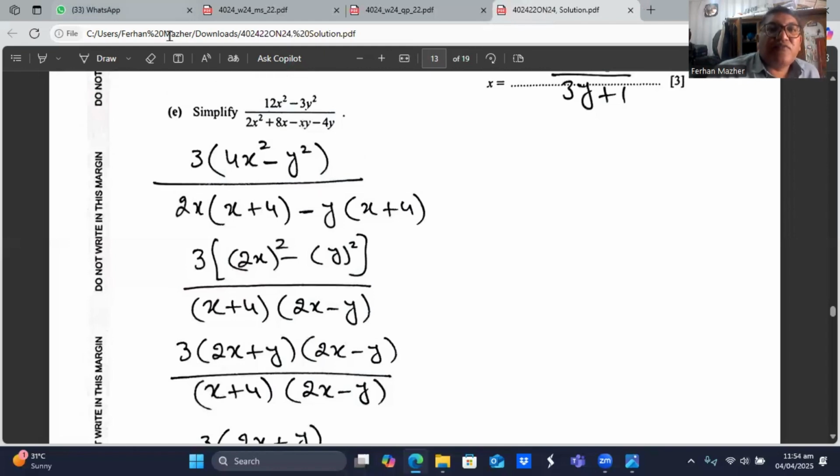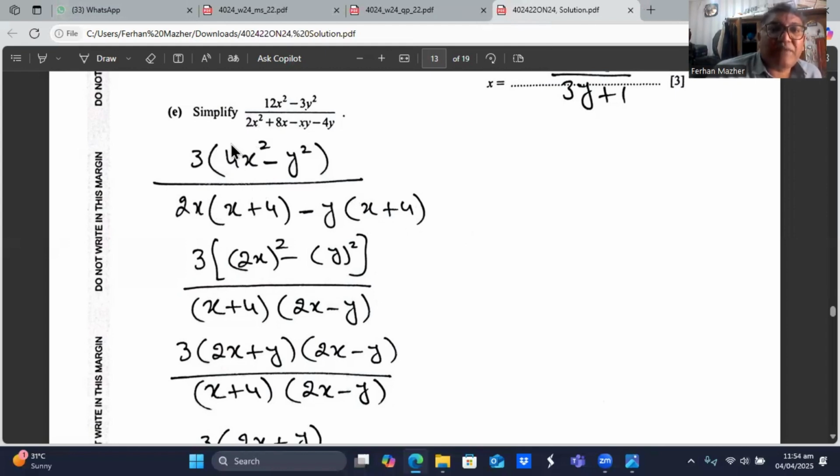So now you can see from the numerator 3 is common, bracket 4x squared minus y squared, bracket close. And downstairs, these are 4 terms. And from the first 2 terms, I can take 2x common. So in the bracket, you will have x plus 4. And from the last 2 terms, I can take minus y common. So in the bracket, I will have x plus 4, bracket close.